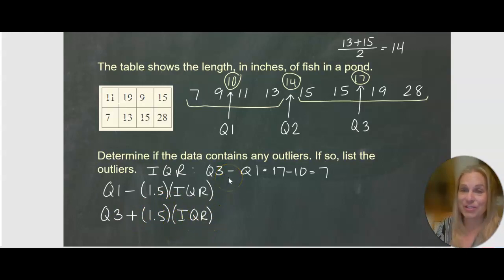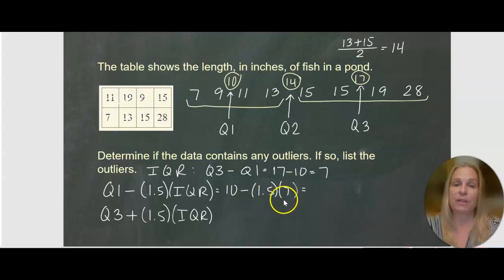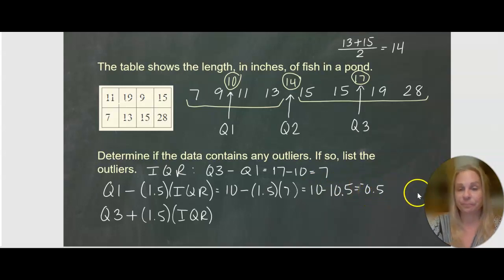Now, we know order of operations, and order of operations tells us we need to multiply before we subtract. So my Q1 is 10 minus 1.5 times my IQR, which is 7. All right, so 1.5 times 7 is 10.5. So now I've got 10 minus 10.5, so that is negative 0.5, right?